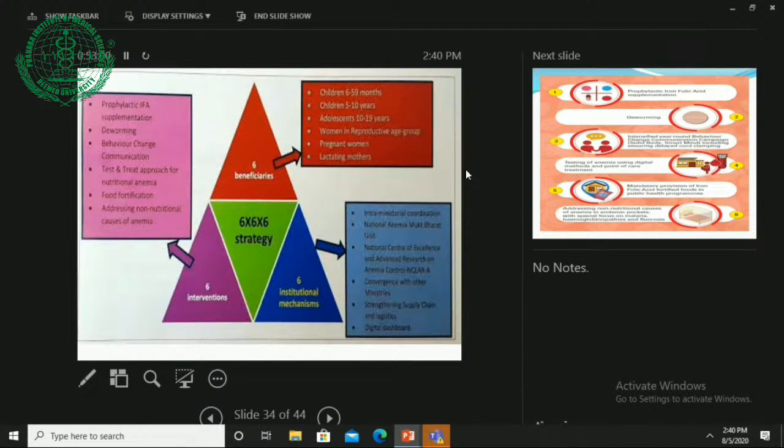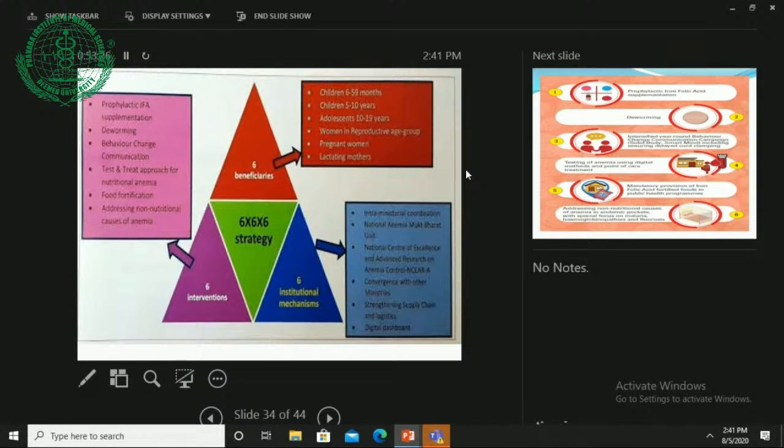Then children between 5 to 10 years, that is one group. Then adolescent girls and boys in the age group 10 to 19 years. Then the fourth group is women in the reproductive age group, between 15 years to 49 years. Then there is the group of pregnant women, and the last group is lactating mothers.